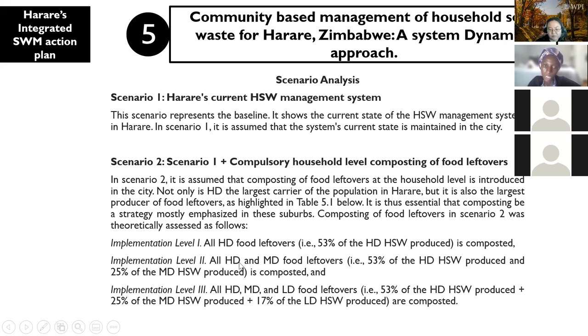And then implementation level two, we would assume implementation of composting in high density and medium density areas, which were the second largest producers of organic waste or food leftovers, hence them being at implementation level two. Implementation level three would include composting in basically the entire city, all residential areas. Why we also thought of introducing the different levels is, for example, when the municipality is thinking of implementing these scenarios, instead of just introducing it in the entire city, it can assess which is the optimum level of implementation to introduce at a particular time. So I'll explain that later as we get to the results.